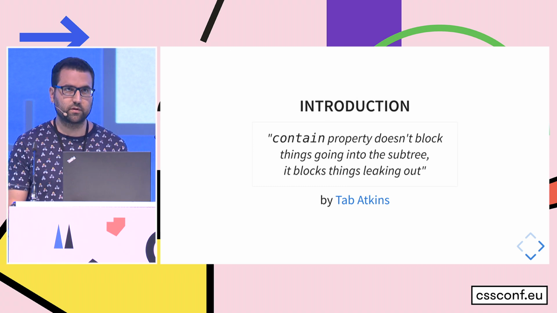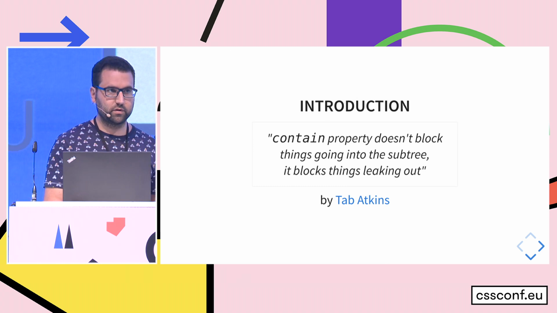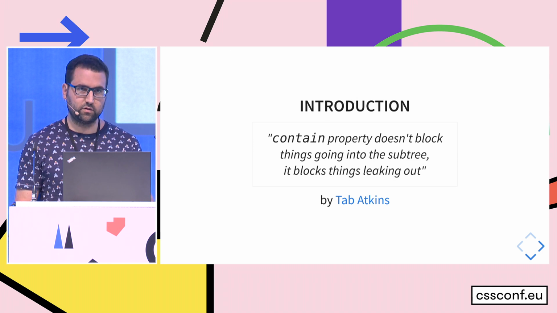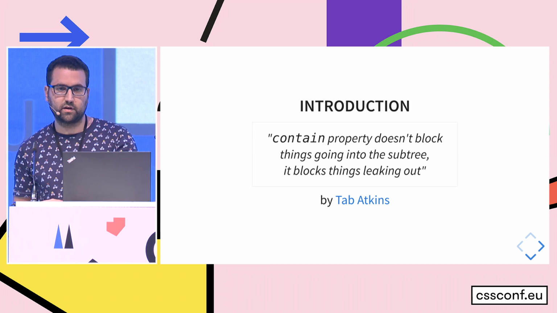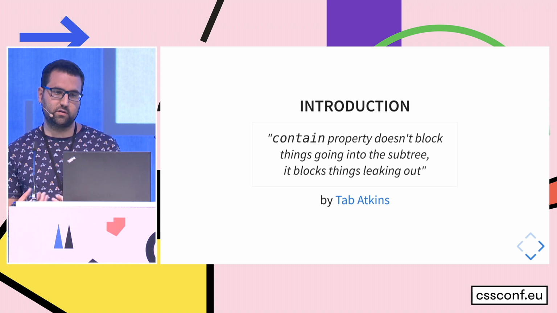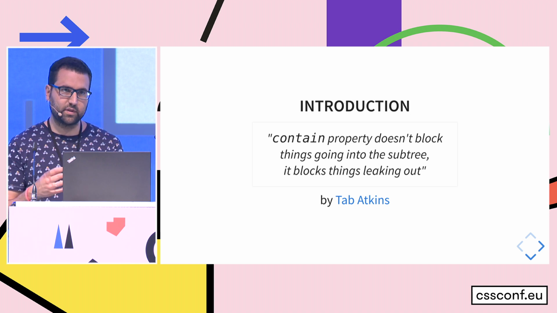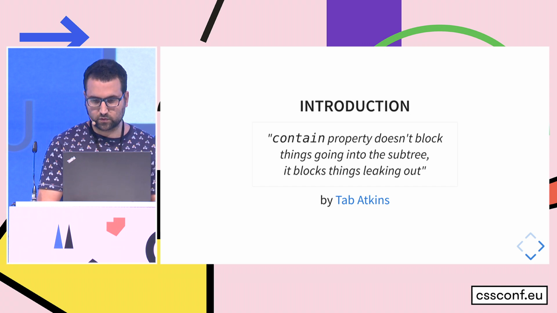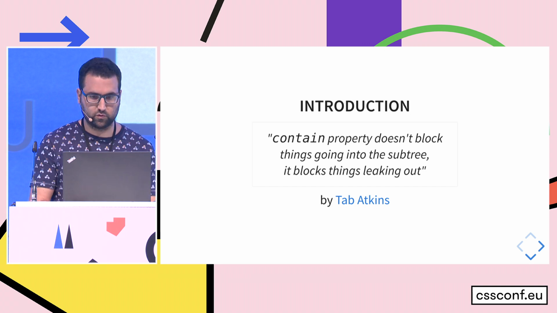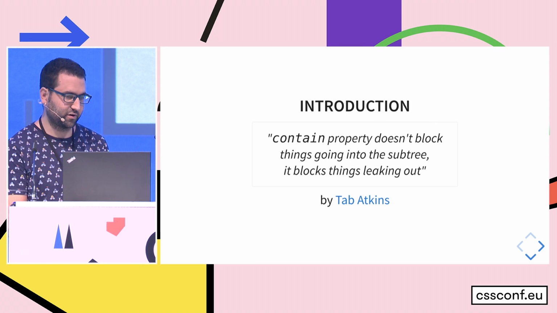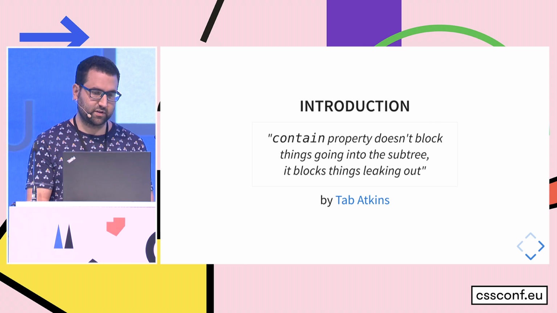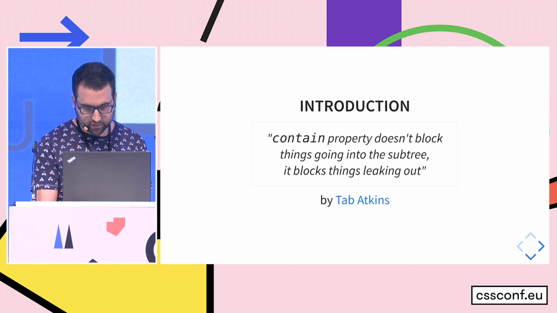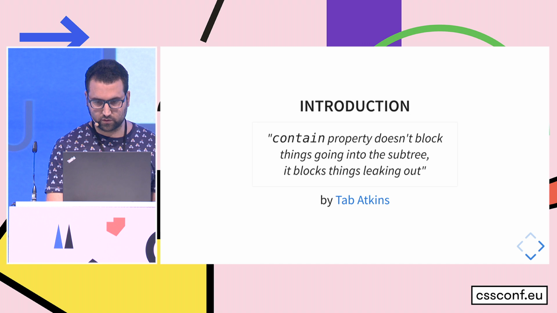One confusing thing about containment, when you first read about it or hear about it, is that it's not that things outside cannot affect the elements inside. It's not top to bottom, but the other way around. Things inside that element are not going to affect anything outside. This is a sentence by Tab Atkins, one of the spec editors, that he usually needs to repeat over and over in the CSS working group meetings: the contain property doesn't block things going into the subtree, it blocks things leaking out. So it's quite relevant for all the containment stuff.